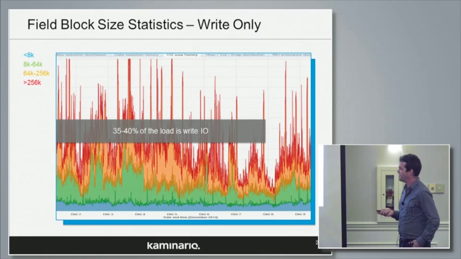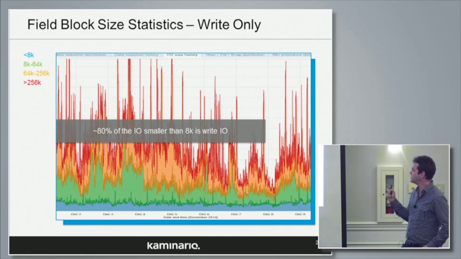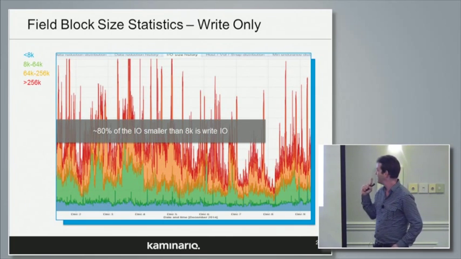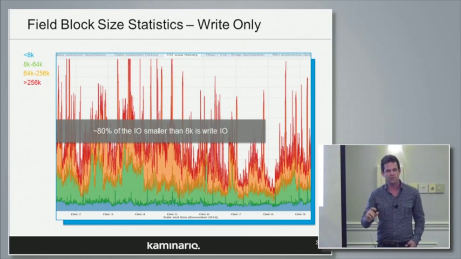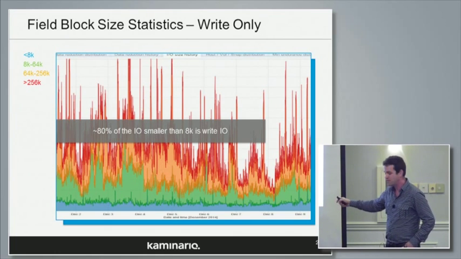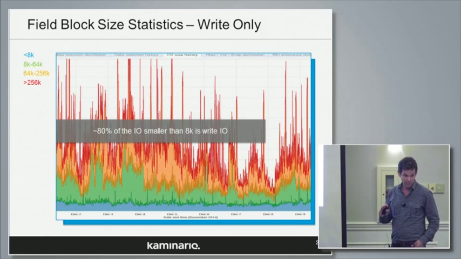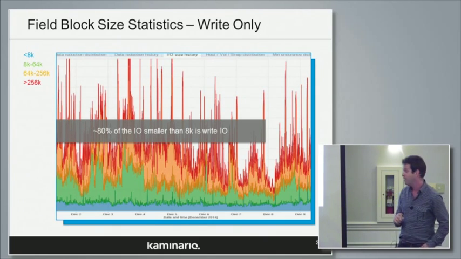35 to 40% is write IO, so it's not the 80-20 that some vendors are referring to. 80% of the IO smaller than 8K is write IO. This is important. Why? Because the blue portion is small, but it's not negligible, especially when you look at IOPS, as you said.